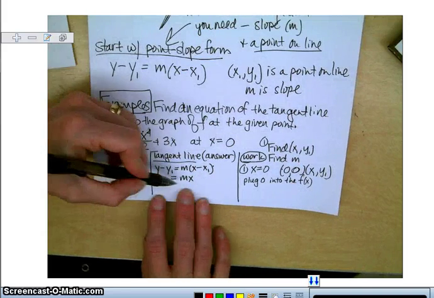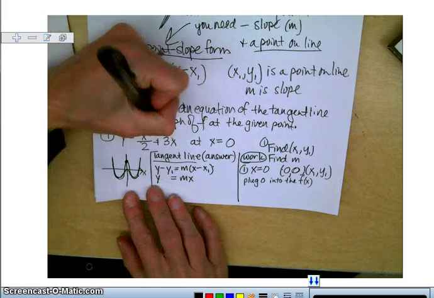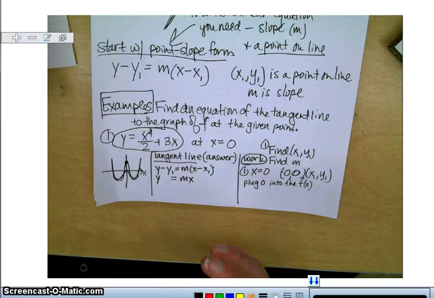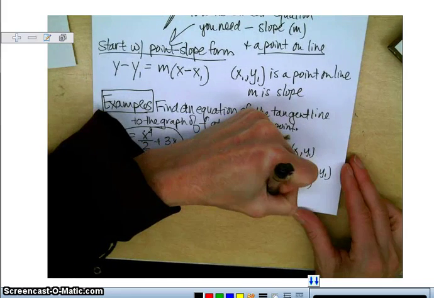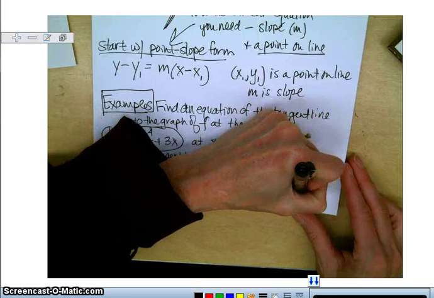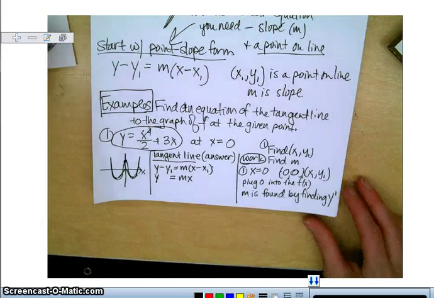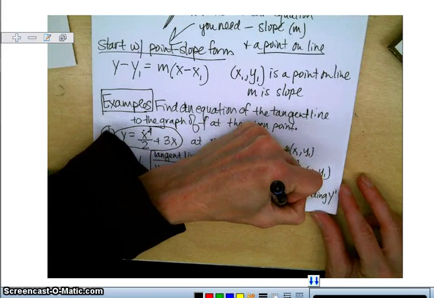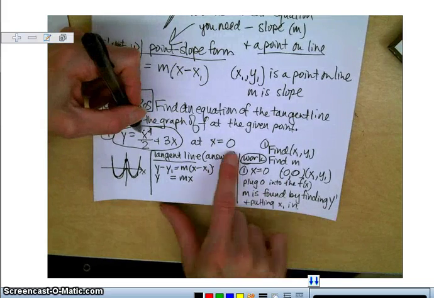And now I have to find what? Slope. So how do I find the slope of a curve? What does slope mean in calculus? Derivative. So m is found by finding y prime and putting x1 in. So the slope is found by finding the derivative at 0.